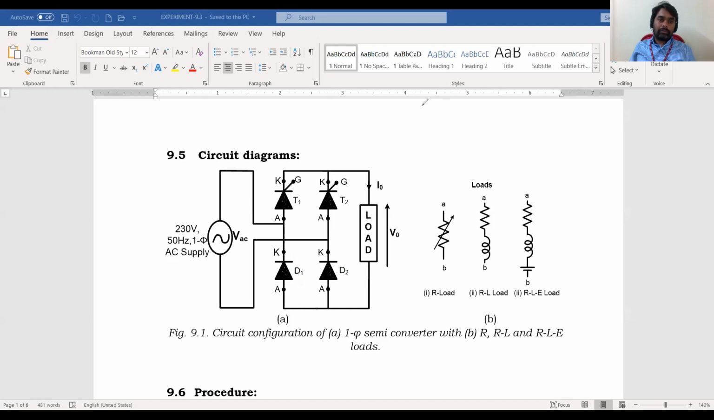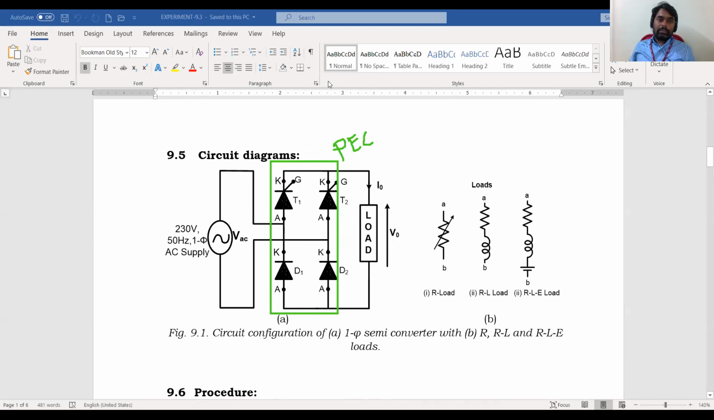You can see this is our power converter, which consists of 2 thyristors T1 and T2 and 2 diodes D1 and D2. It is performing AC to DC conversion. This fixed AC, 230 volts 50 hertz single phase supply, is being converted into a variable DC across the load. The load can be a resistive load, an RL load, or an RLE load, where E is the battery. These are the electrical equivalent circuits for these types of loads.